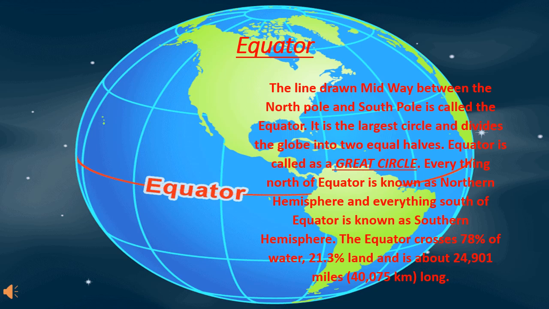The equator crosses 78% of water, 21.3% land, and is about 24901 miles, that is 40075 kilometer long.